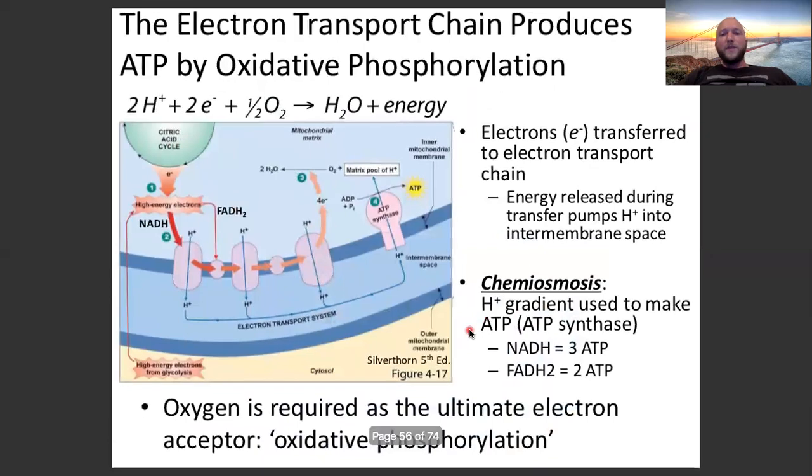All right, so a few more things. For every NADH you have going into this, you get about 3 ATP. For every FADH2 that you have going into this, you get about 2 ATP. Remember those numbers, they're important.